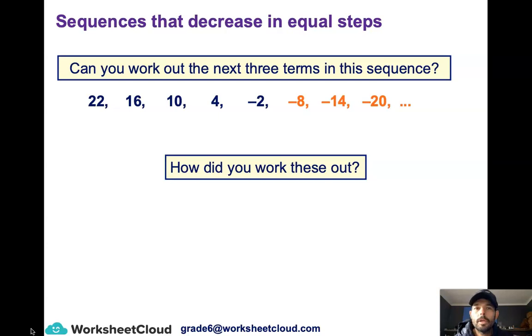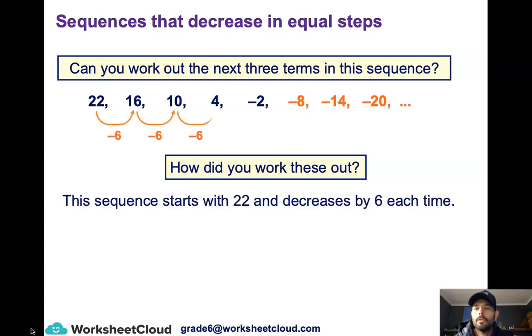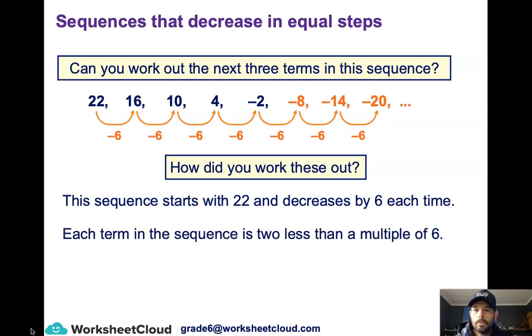And how did you work these out? Well, you should have noticed that we are subtracting 6 each time, okay? And that would be the rule, okay? Also notice that each term is 2 less than a multiple of 6. So 22 is 2 less than 24. 16 is 2 less than 18. 10 is 2 less than 12. And all those numbers are multiples of 6.